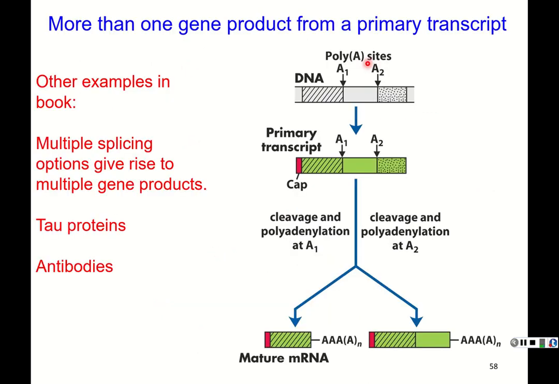Right, you can get more than one gene product from a primary transcript. And that occurs when you get different splice sites or cleavage sites from the same primary transcript. And so an example here is just this cartoony picture where you have 2 different poly A sites. Depending on where you cleave and put your polyadenylation to it, you can get 2 different mature messenger RNAs. Other examples in the book, tau proteins and antibodies, are 2 examples of where this kind of occurs.